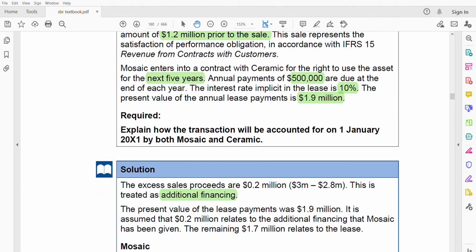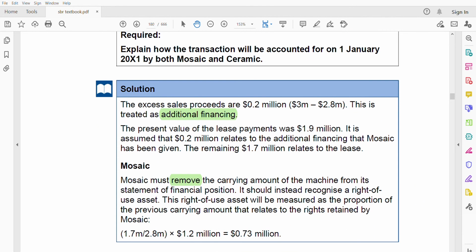Okay, Mossack sells. So Mossack is the one who is selling. So he must remove the carrying amount of the machine from his statement. It should instead recognize a right of use asset, because he has gone into a lease. First of all, he sold and then he went back to the lease. So he must first remove and then recognize this right of use asset.